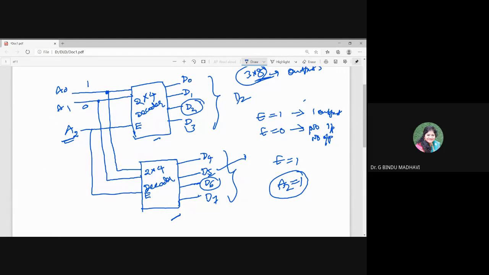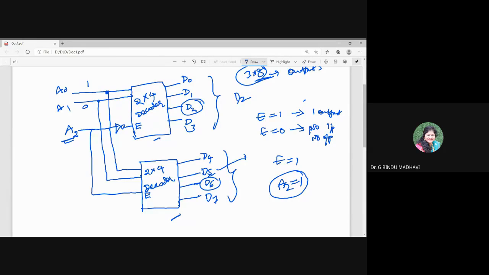Here what is happening? Here one and here also another one. So both are in active mode, but I want only one from D0 to D7. So is there any solution? The simple solution: invert enable, ma'am. Yes, invert enable. Very good. So I'm inverting here.